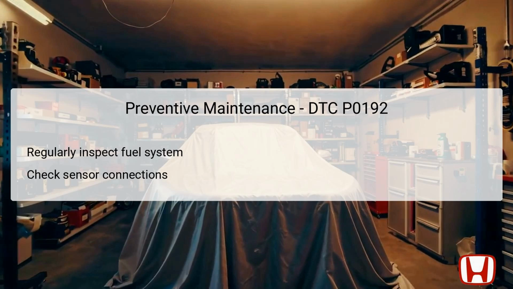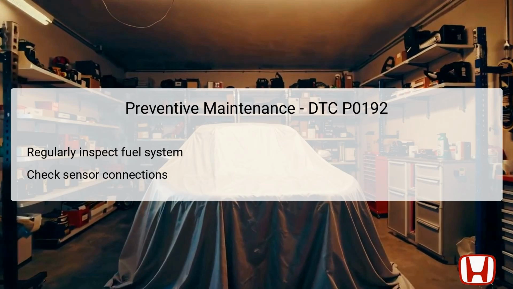Preventive maintenance is key to avoiding future occurrences of DTC P0192. Regular inspections of the fuel system, including the fuel rail pressure sensor, can help identify potential issues before they escalate into larger problems. Technicians should routinely check the physical connections and wiring associated with the fuel rail pressure sensor to prevent damage from environmental factors, such as moisture or corrosion. Ensuring voltage supply lines and ground connections are secure promotes the reliability of the sensor.